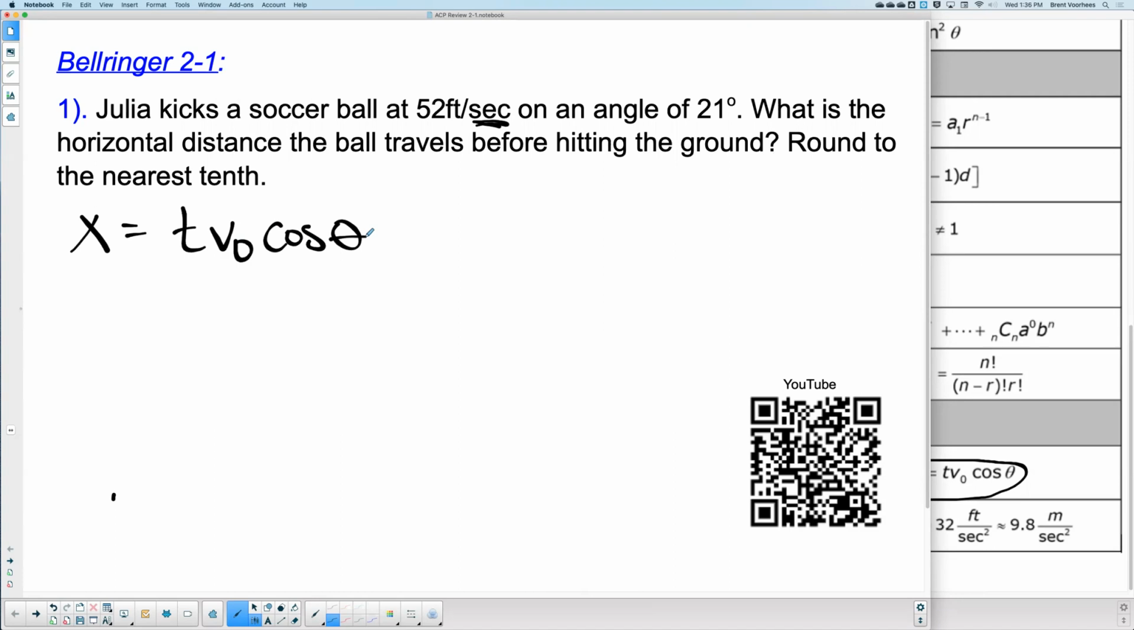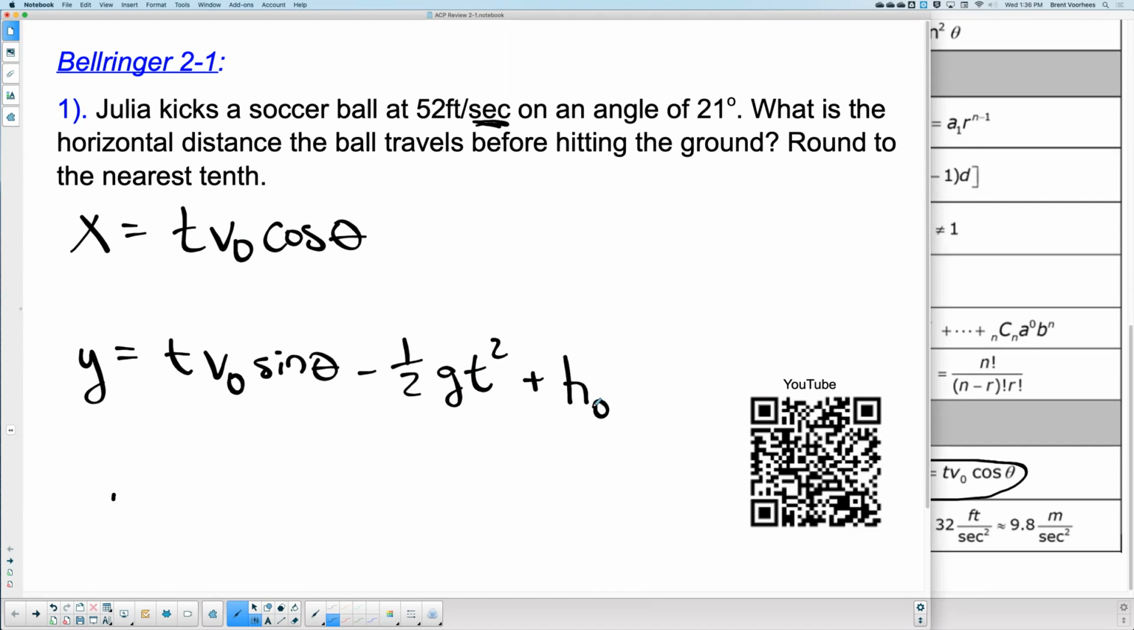Now I want you to leave some space and then put the y equation. Put some space so we can fill in numbers in between for substitution. What was the y equation? If cosine's x, sine is y, that's why we use a sine there. And this is where they get different: minus 1/2 g t squared plus h0. Okay, there's our formulas.